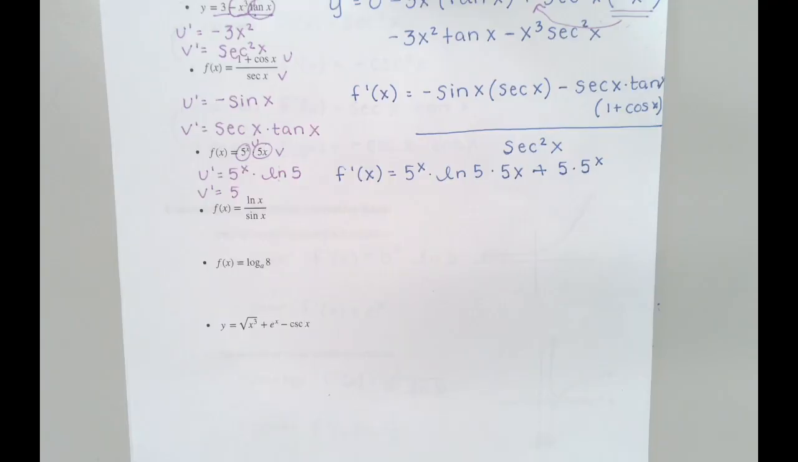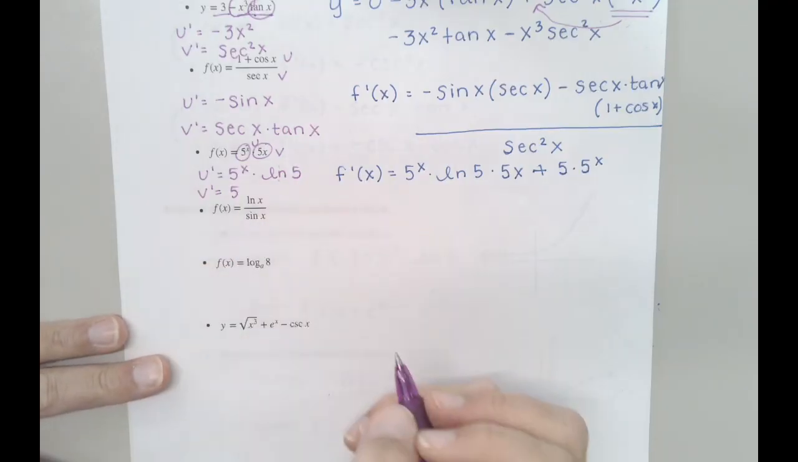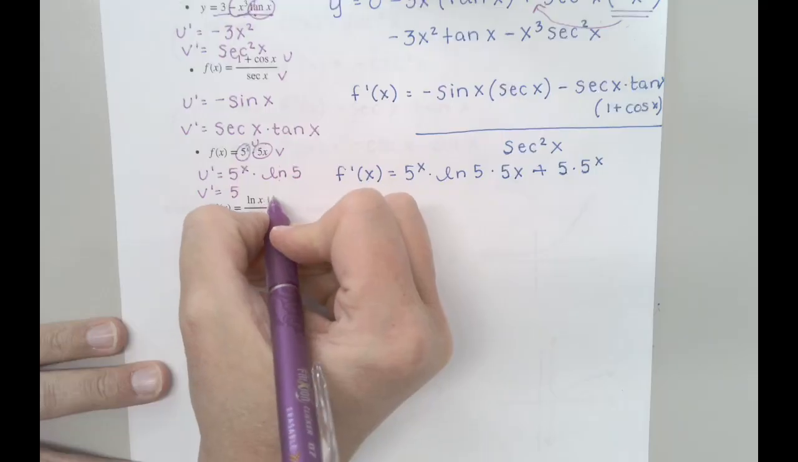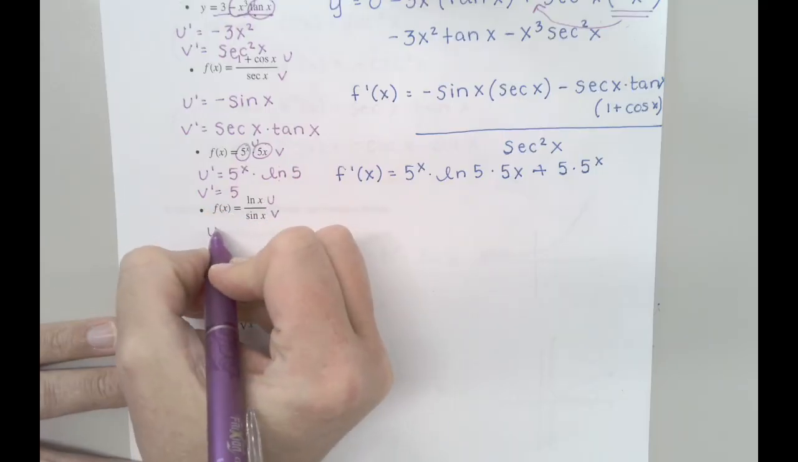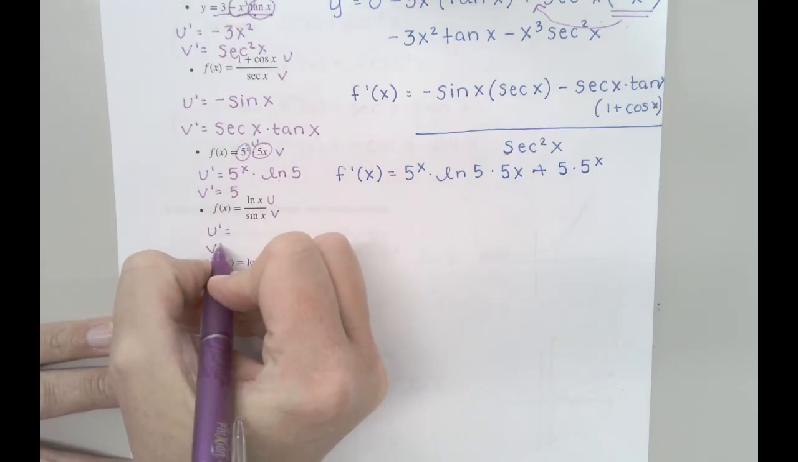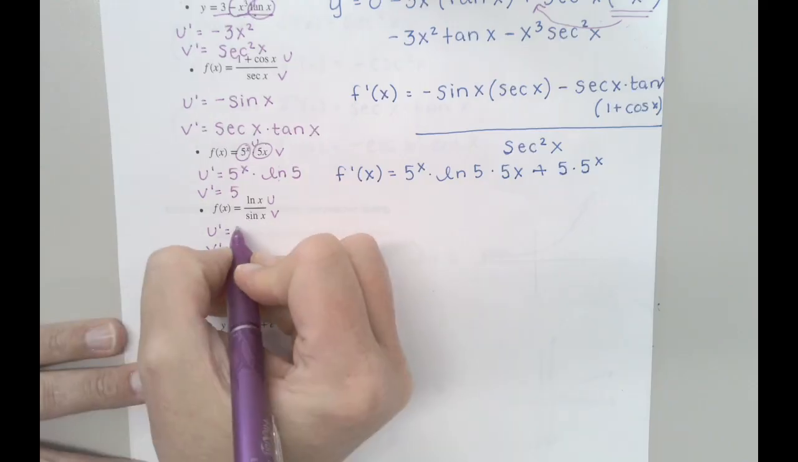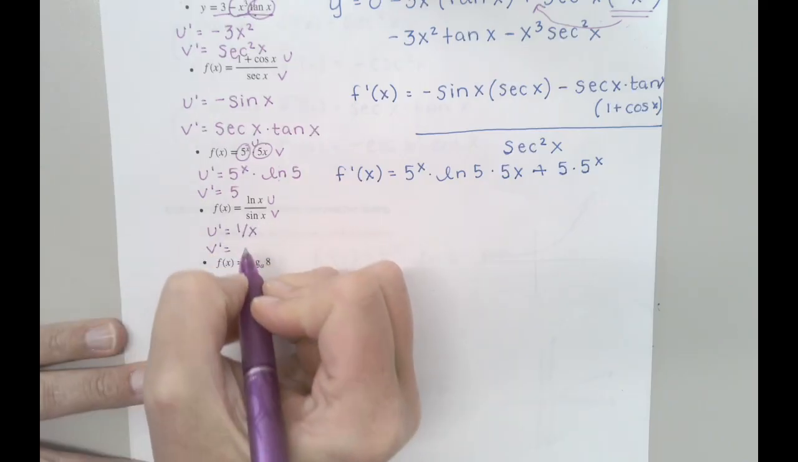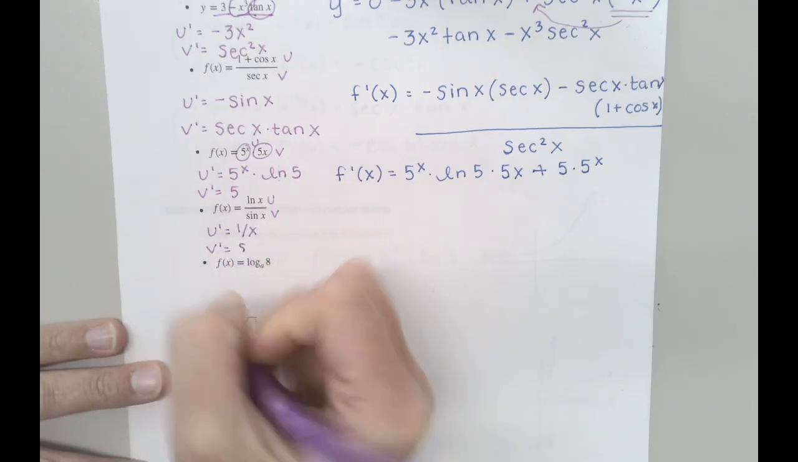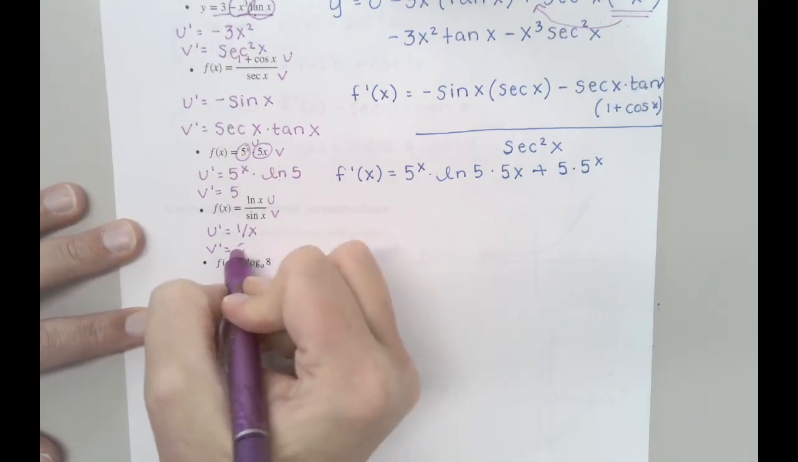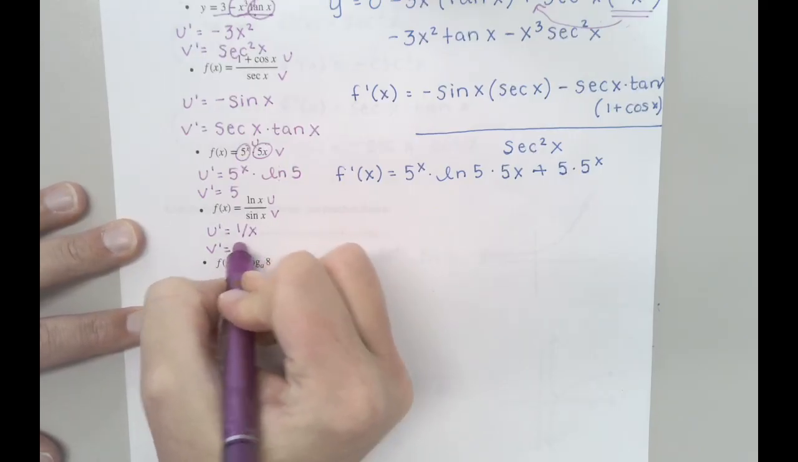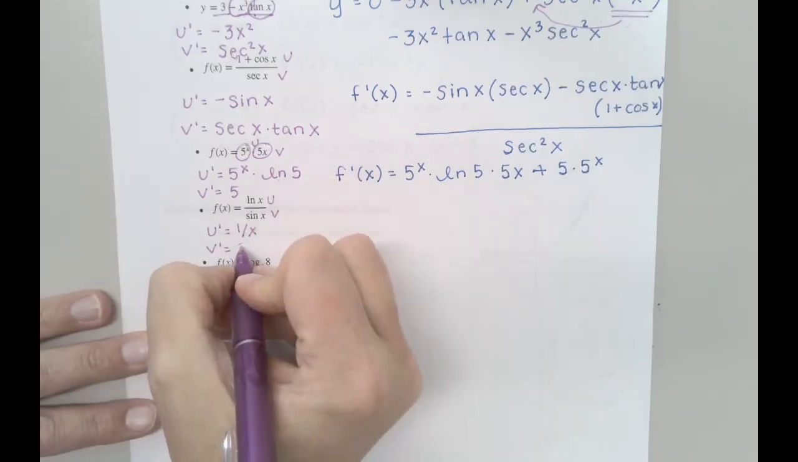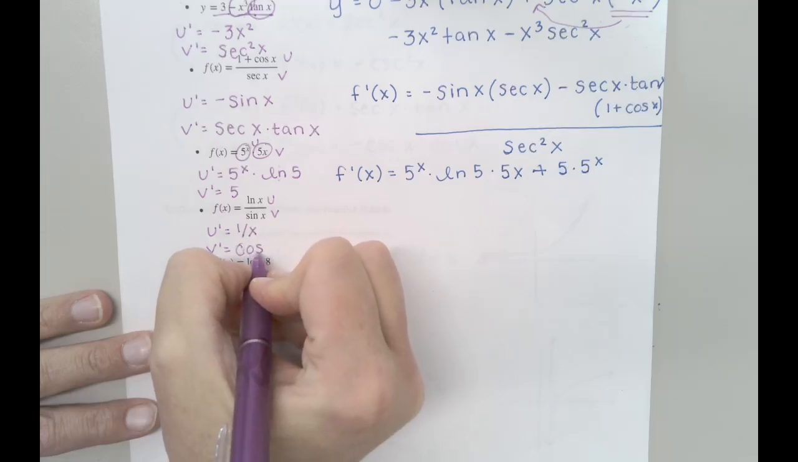Next one, we're going to need a quotient rule. Might want to pause the video and see if you can get ahead of me on this one. This is u, this is v. U prime, v prime. Natural log of x is 1 over x. Sine of x is cosine. Gosh. Brain and my mouth are not connected today. Cosine x.